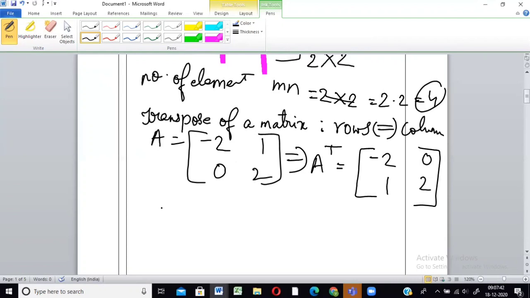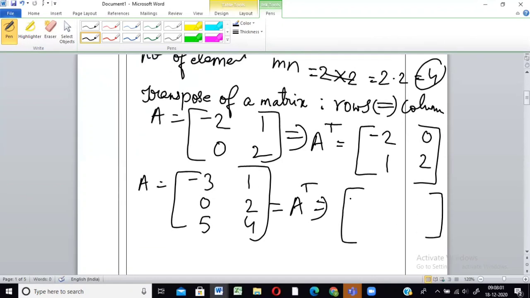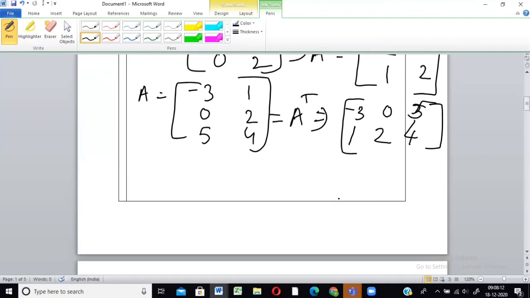Likewise, if we have a matrix like this, suppose A is -3 1 0 2 5 4. Its transpose again will be done the opposite way, right? Rows are converting to columns, columns are converting to rows. So this row will become the first column, second row becomes second column, third row becomes third column. 5 and 4. Okay. Yes. So now let us start with a few properties of transpose of a matrix which may help you in solving problems.